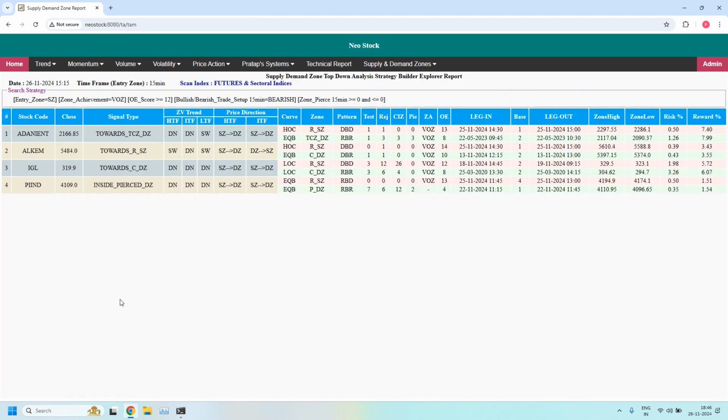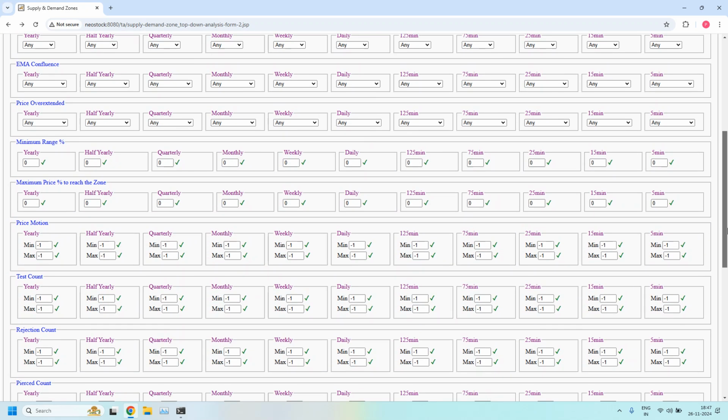Let's verify. We got 4 stocks. Currently these 4 stocks are supporting bearish trade setup for daily income trade. Entry time frame and zones are 15 minute supply zones. Out of these 4 15 minute supply zones, there could be even more high probability setup stocks available based on LTF and ITF supply zone confluence. So let's set the filter.